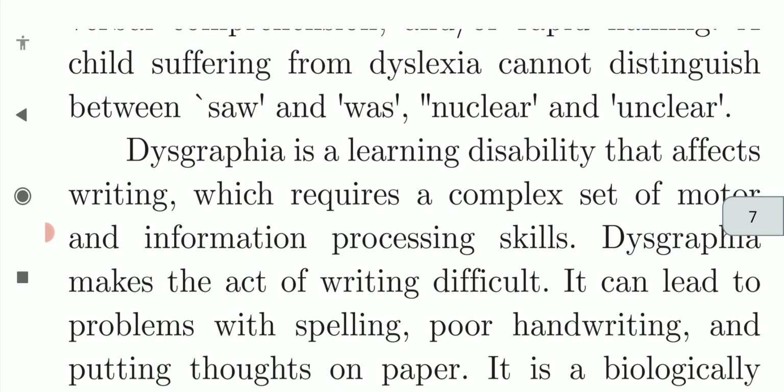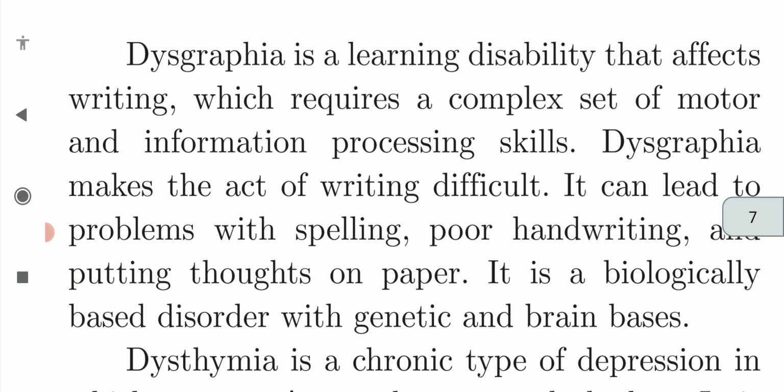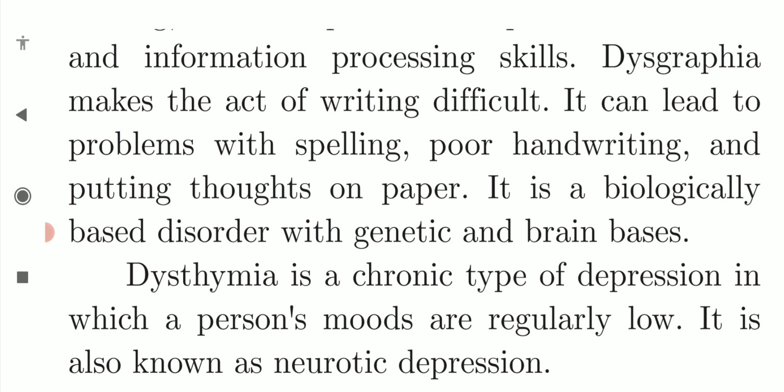Dysgraphia is a learning disability that affects writing, which requires a complex set of motor and information processing skills. To write something, we need a complex set of motor and information processing skills. Dysgraphia makes the act of writing difficult. It can lead to problems with spelling, poor handwriting, and putting thoughts on paper. It is a biologically based disorder with genetic and brain basis.